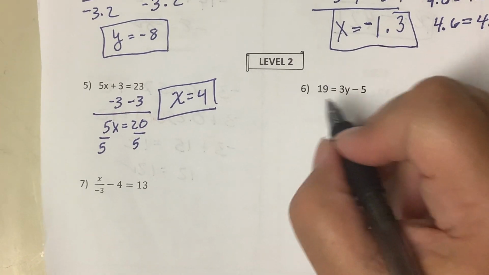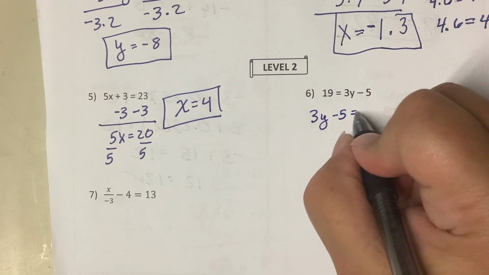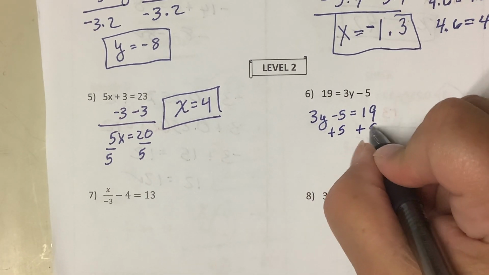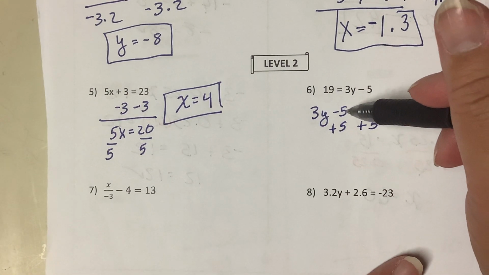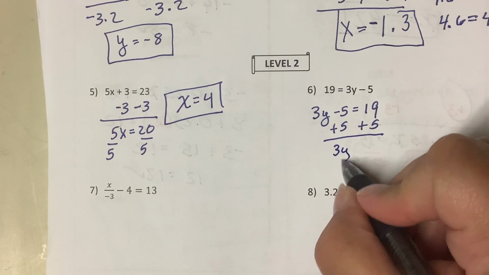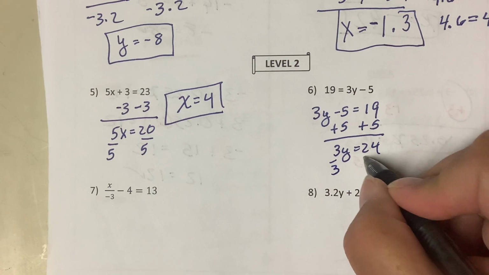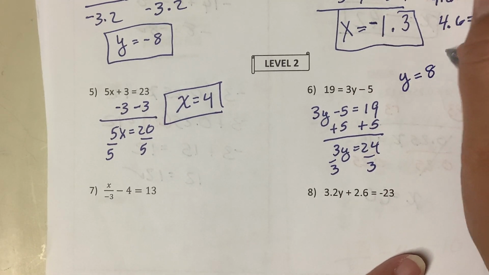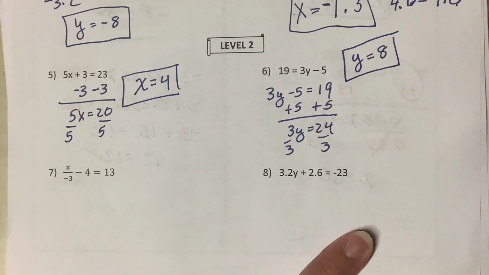Oh, bother. I'm rewriting this one. 3y minus 5 equals 19. Add 5 to both sides. Because I'm always doing the inverse of add or subtract first. And the opposite of minus 5 is plus 5. I get 3y equals 24. Divide by 3, divide by 3. And y equals 8. There we go. Not so horrible. So now I have to check it, because of course I do.